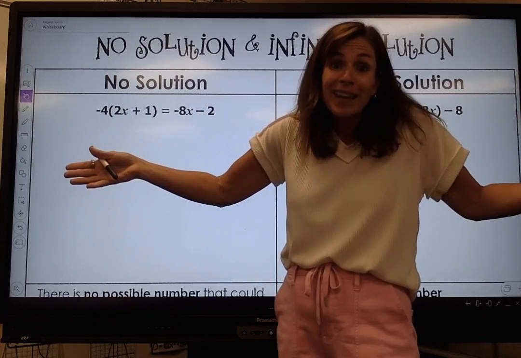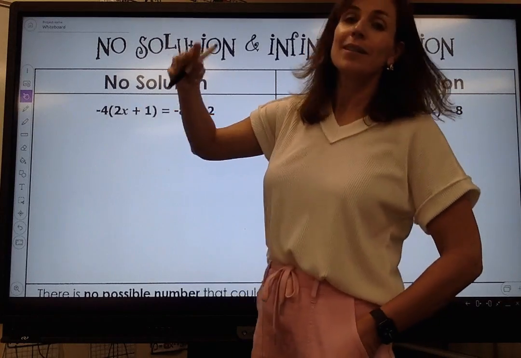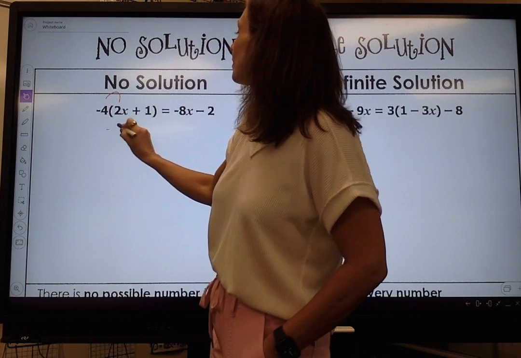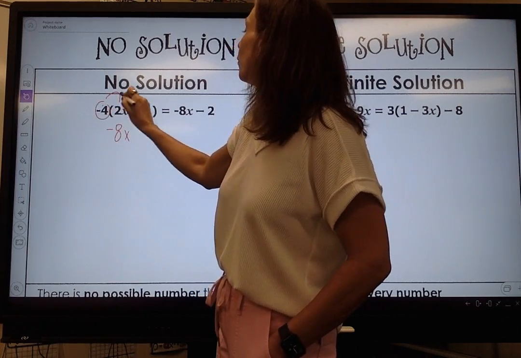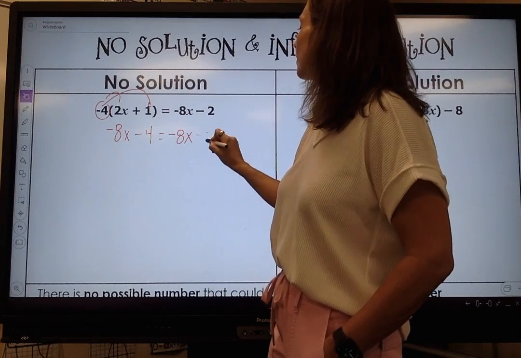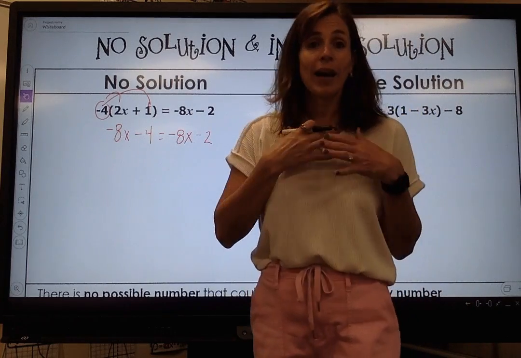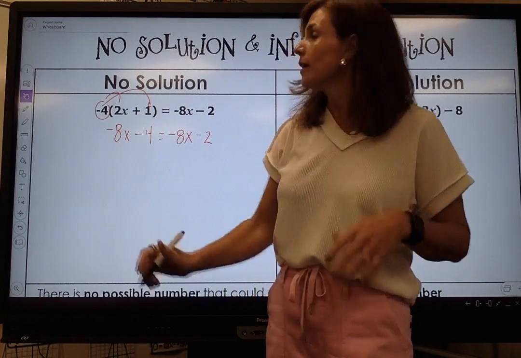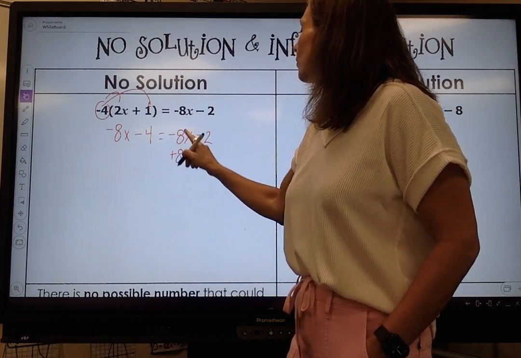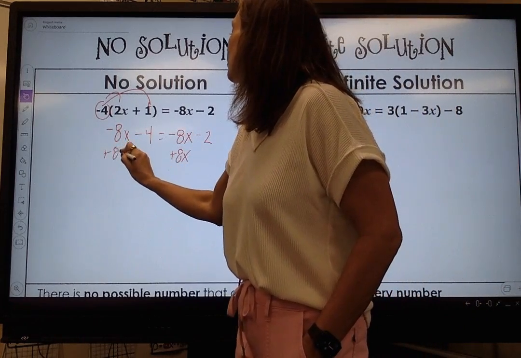It's like a fake statement. So the steps are the same. You have to distribute. So negative 4 times 2x is negative 8x. A negative 4 times a positive 1 is a negative 4. Negative 8x minus 2. Now, I want to move my variables to the right. So I take this negative 8x and do additive inverse. Add 8x on both sides.